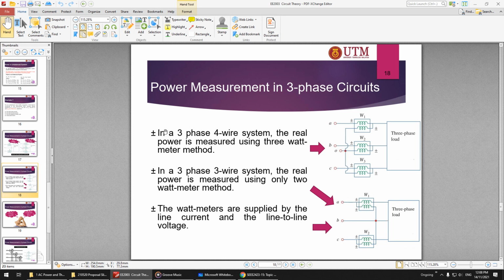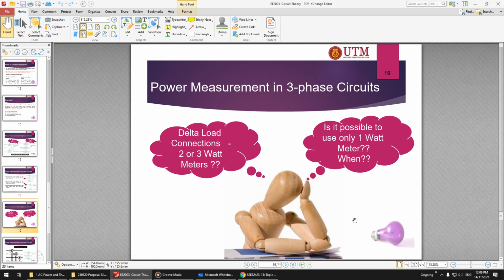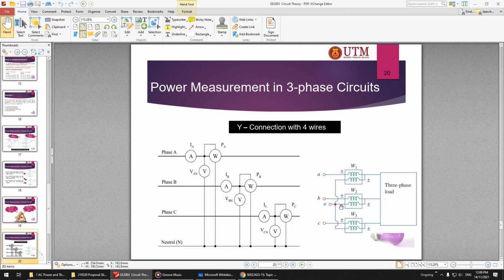Only star 4 wire can be measured using the 3 wattmeter method, which is much more direct to the point. But for the other case, you cannot use 3 wattmeters, you have to use 2 wattmeters. So how to do this? This one is the standard one.